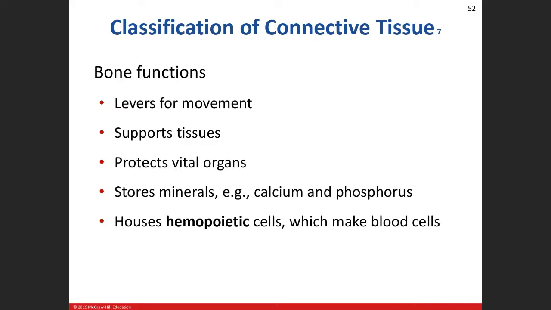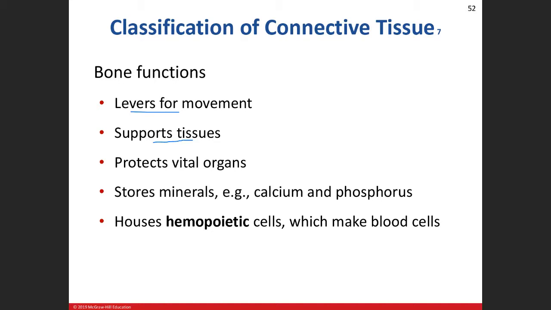But some of the functions of bone: levers for movement. It helps to support some of our tissues, like our muscle tissue attaches to the bones, so it actually helps with support. What do our ribs do? They help protect our lungs and our heart, so it helps with protection. Our hips help to protect some of the internal organs in your pelvis.